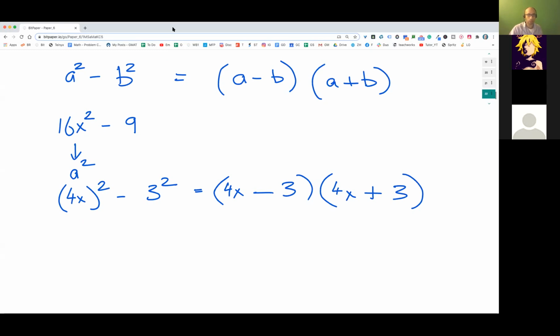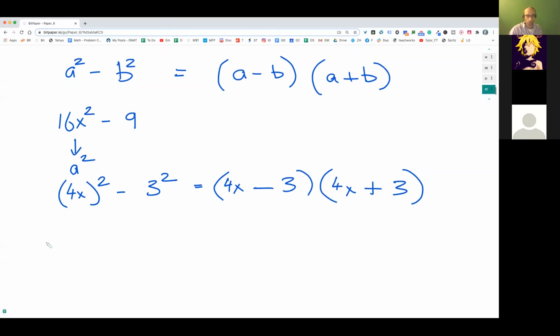Let's see if we can try another problem here. 16y to the 4 minus z squared. If you can type over the answer to me here, how can you factor this? This is a squared minus b squared. So how would you do that?